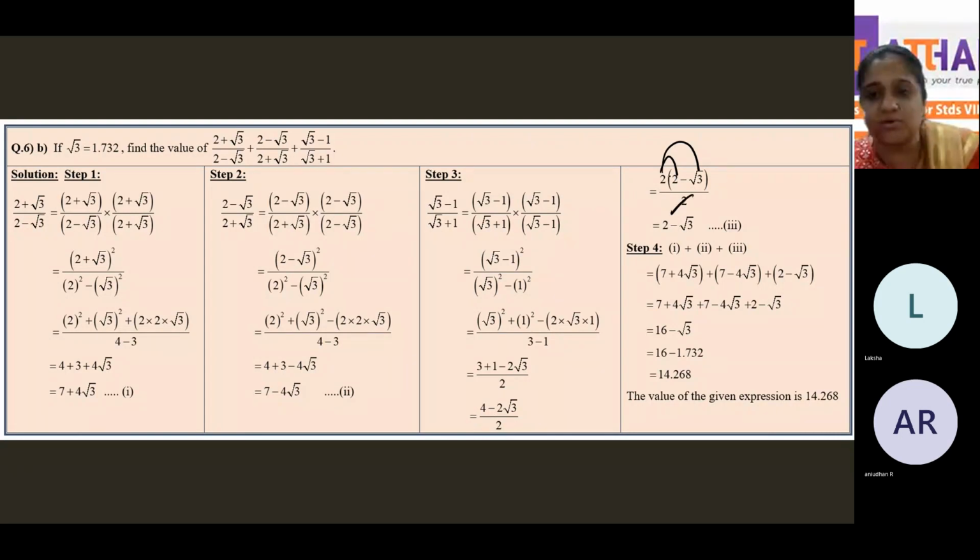So now you can cancel this 2 and 2. And this is 2 minus root 3. Always you can do it in 2 ways like this. Any one method you do, whichever is comfortable for you. Either you can take out common and cancel, or you can do 4 by 2, 2 root 3 by 2.